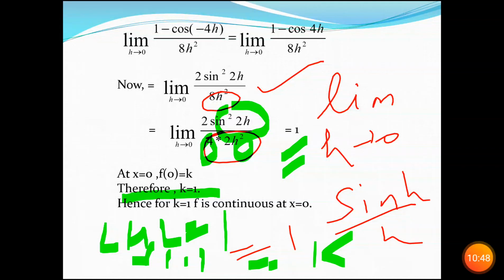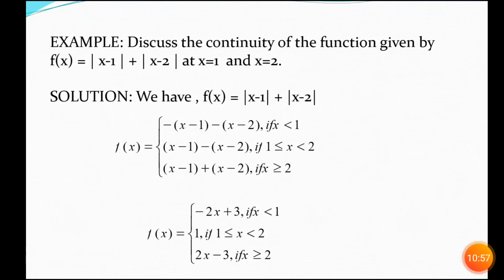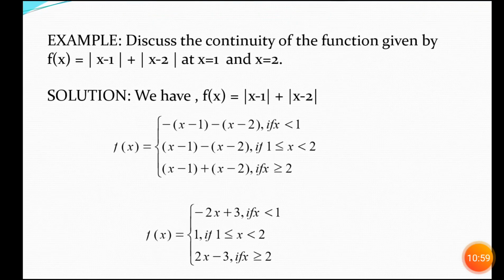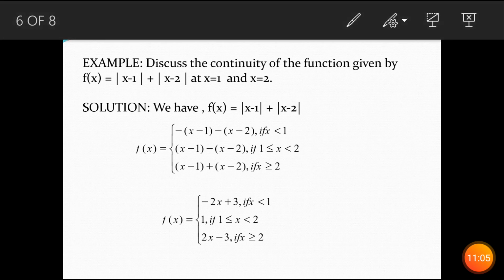Now the next one, more example is there for you. Discuss the continuity of the function given by fx equals to mod of x minus 1 plus mod of x minus 2 at x equals to 1 and x equals to 2. Again, example is very easy. You just try to see. What is difficult in this? First of all, you just define the function.